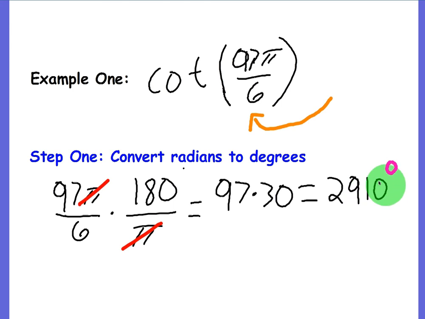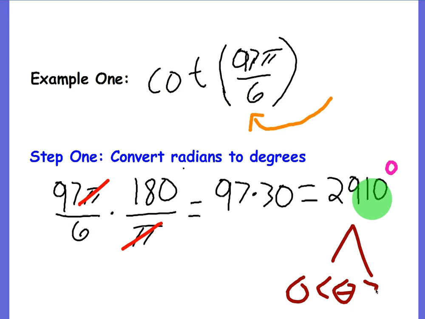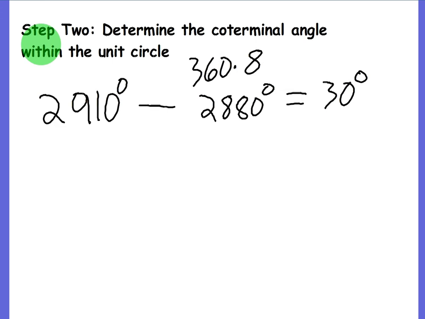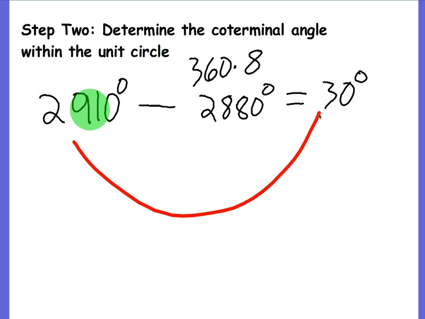We've learned that all you have to do is keep subtracting 360 until you end up with an angle that is between 0 and 360. We want to find an angle from here that's equivalent to 2,910, but is between 0 and 360. So we're just going to keep subtracting 360 until we get there. All right. Now I've already done the work here. If you subtract 360 8 times, you end up at 30 degrees. So 2,910 is the same as 30 degrees.